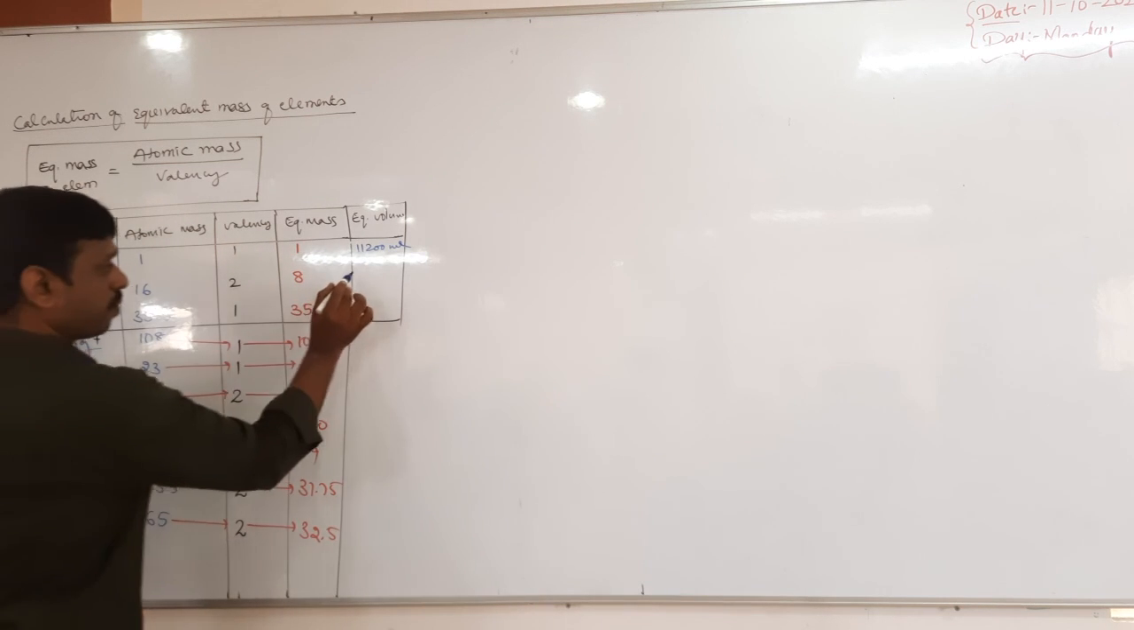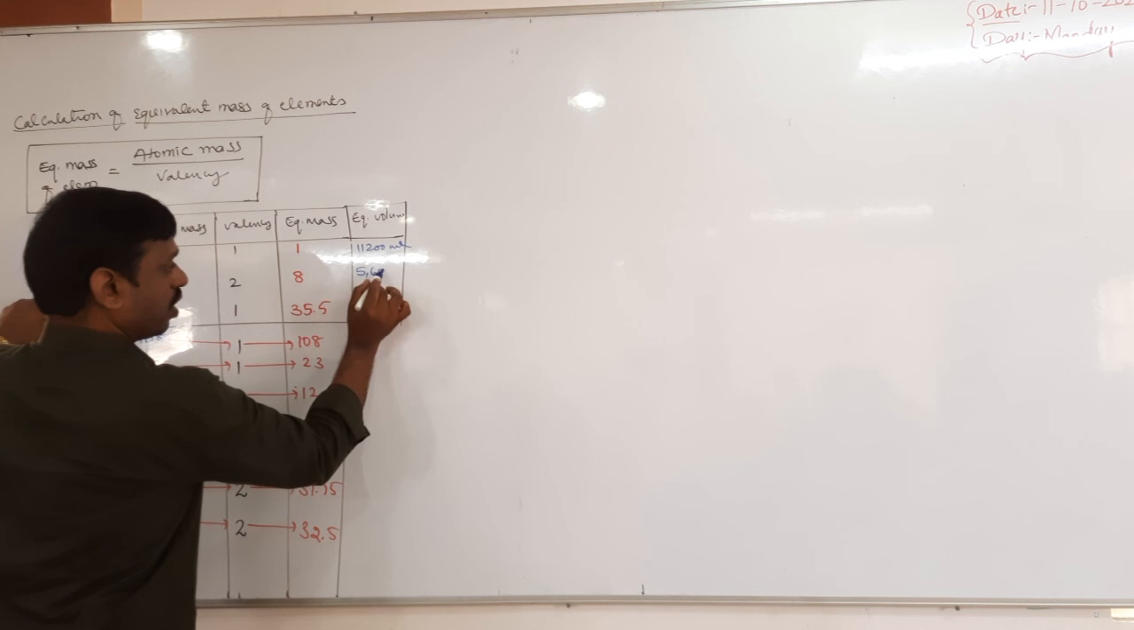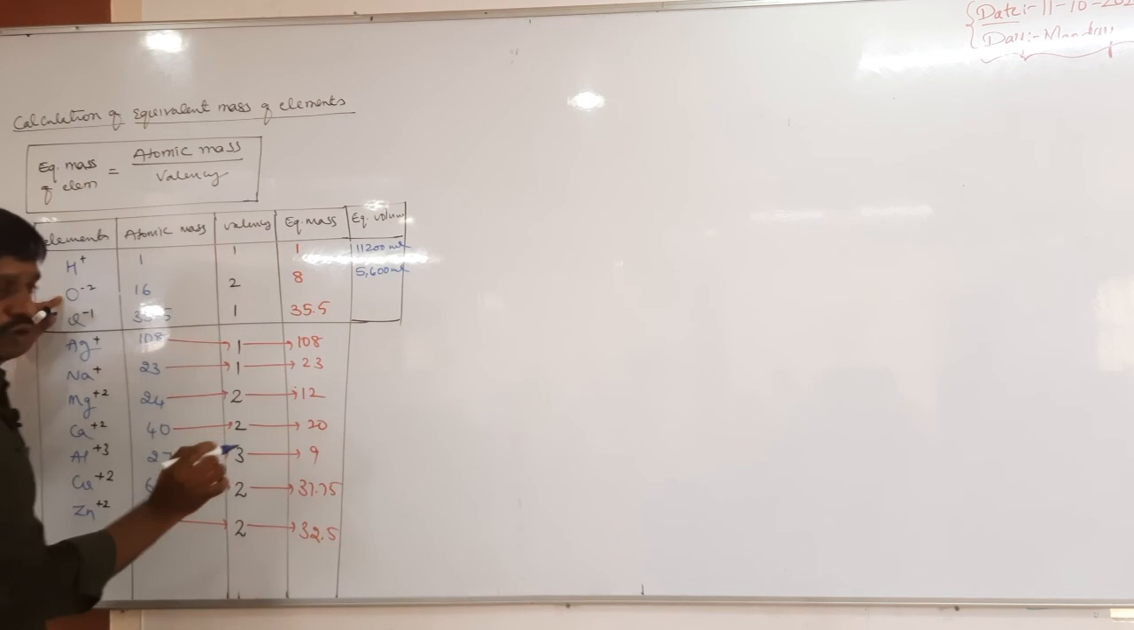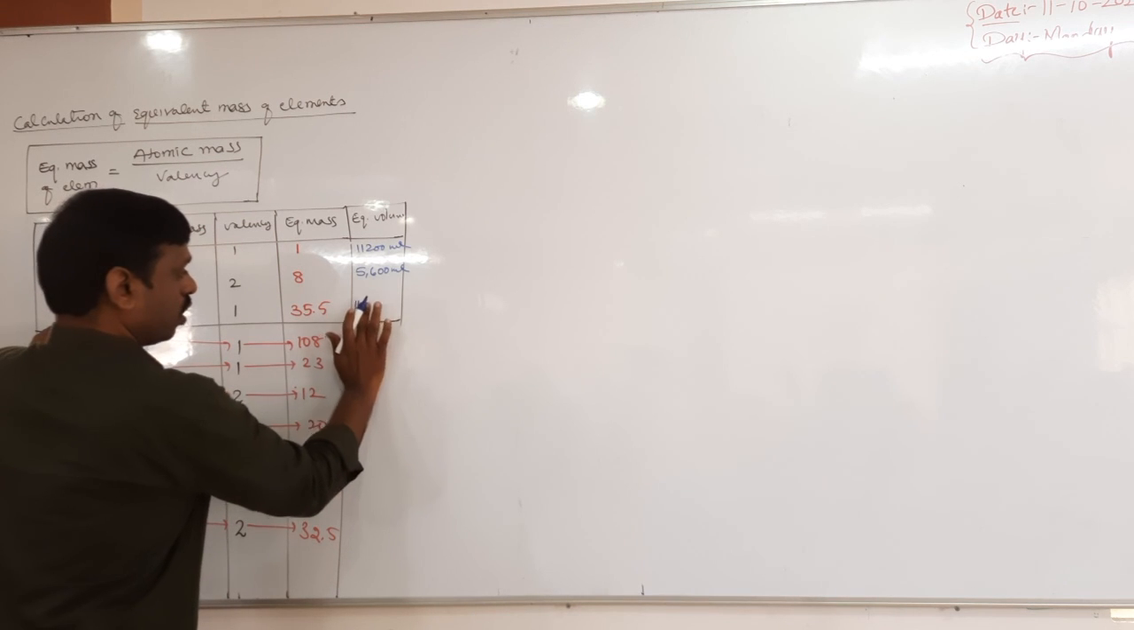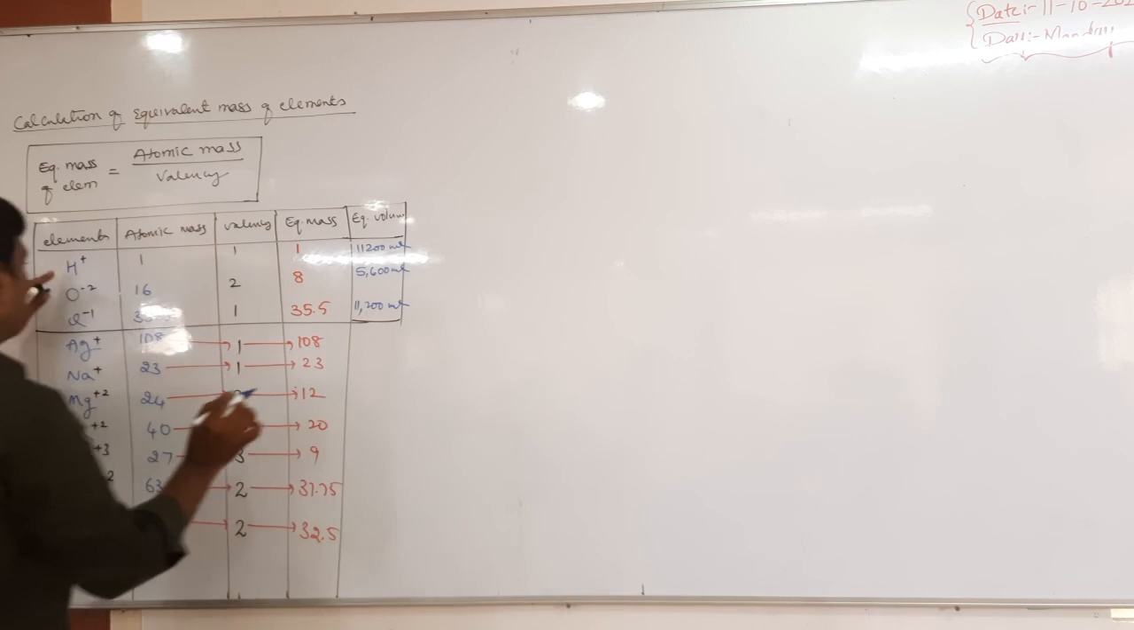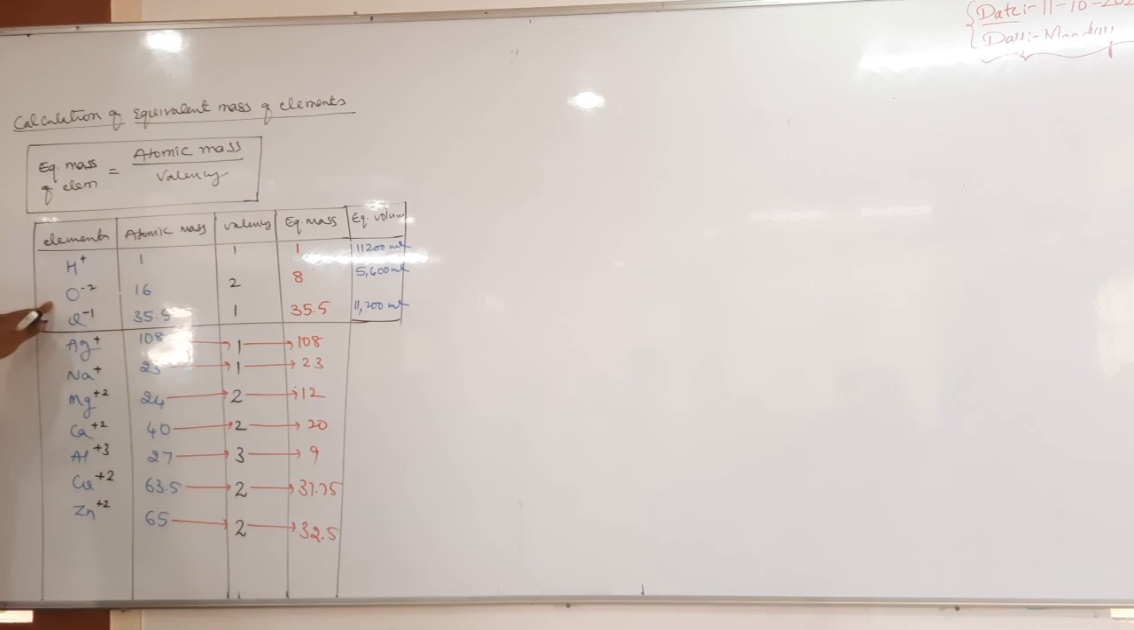Okay, oxygen: 5,600 ml equivalent volume. What is the equivalent volume of chlorine? It is also 11,200 ml. It means hydrogen and chlorine both have the same equivalent volume, 11,200, and 5,600 is oxygen. In this way you can calculate the equivalent volume or equivalent weight of any element.